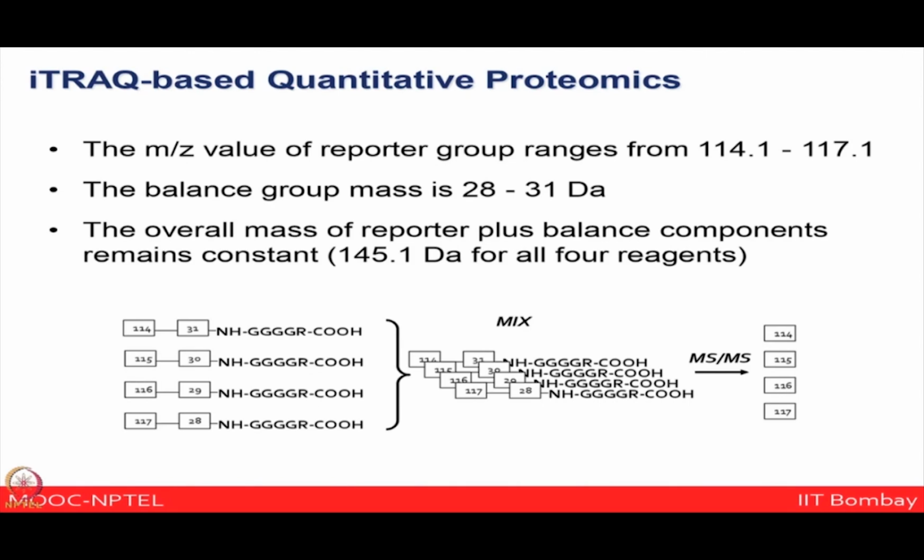So, in this way we have these iTRAQ labels 114, 115, 116, 117, with the reporter region being 114 to 117, the balancer region 31, 30, 29 to 28, and the overall mass added is 145, which is the same in all the 4 conditions. You have labeled the peptides of 4 different conditions, mix them all together and do MS/MS analysis.